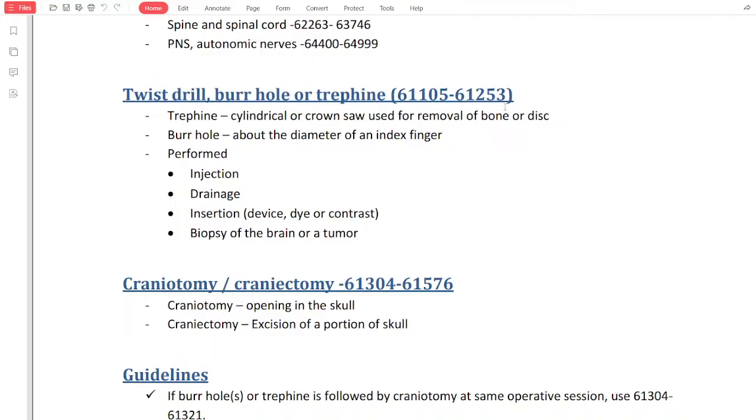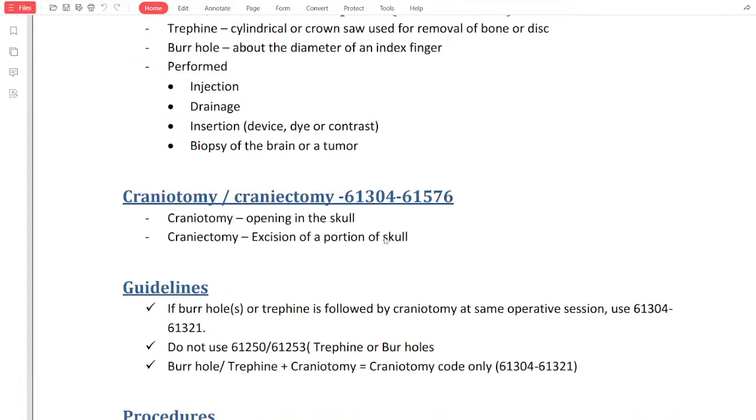And what is burr hole? Burr hole means it is about the diameter of an index finger. Okay. What does performance mean here? Injection, drainage, insertion, and biopsy of the brain or a tumor. Clear? Okay. Injection, drainage, insertion, biopsy of the brain or a tumor.